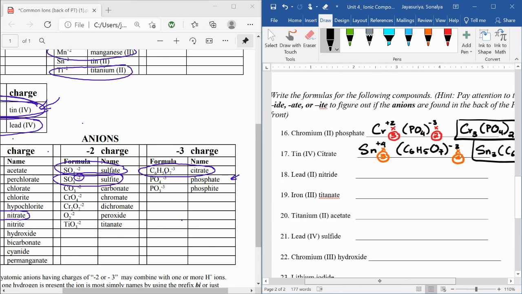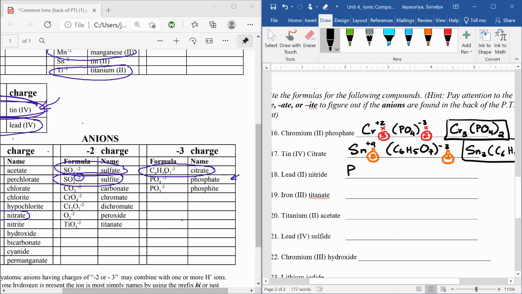Then the next one is lead 2 nitride. Lead 2 is Pb plus 2. Nitride is from your periodic table. IDE is group 15, 16, and 17. Those are the anions that end with ide. So nitride used to be nitrogen, which means it's -3 because group 15 elements have -3 charge. 2 and 3, again, we're looking for a 6. 2 times 3, 3 times 2. Anytime you have a 2 and a 3, the common number you're looking for is a 6. Okay, so this is going to be Pb3N2.